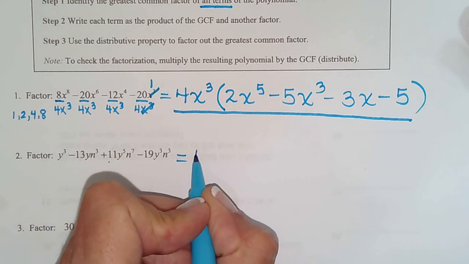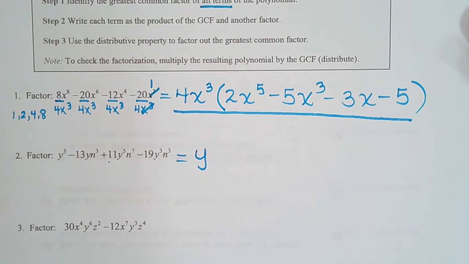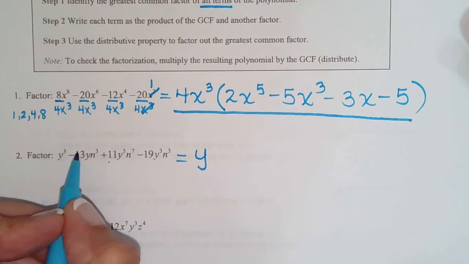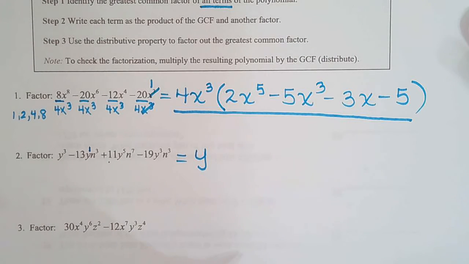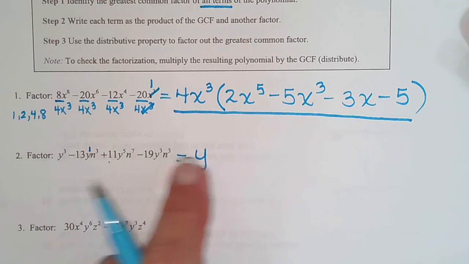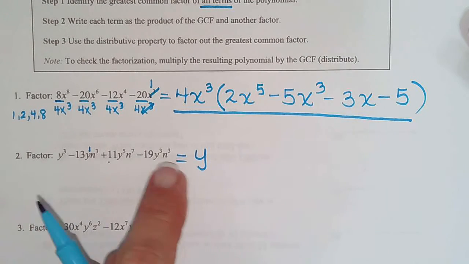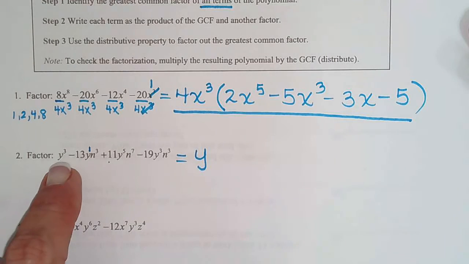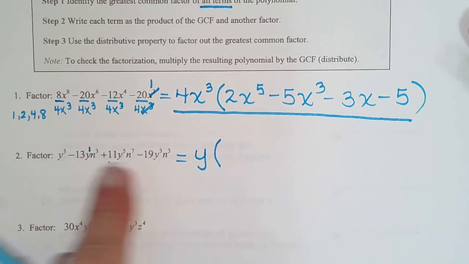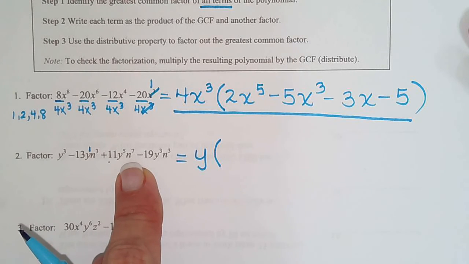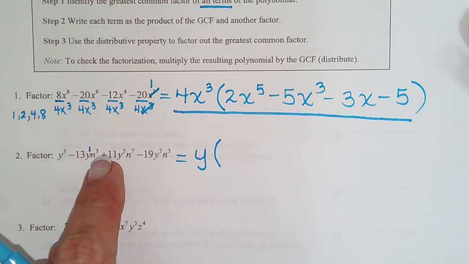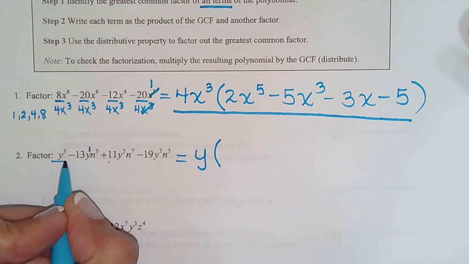Yes, I do have a y common. So then I go down the list and look for the smallest exponent on y. This is y to the 3rd. This is y to the 1st. This is y to the 5th. This is y to the 3rd. So y to the 1st. Is there an n common? Nope, no n there, so I can't take an n out. So all that's common to all of those terms is just y. And that's not y to the 3rd, it's y to the 1st. That 3 goes with the n.